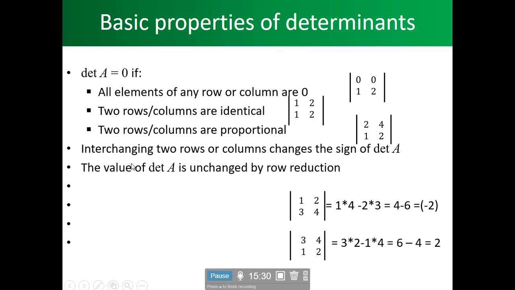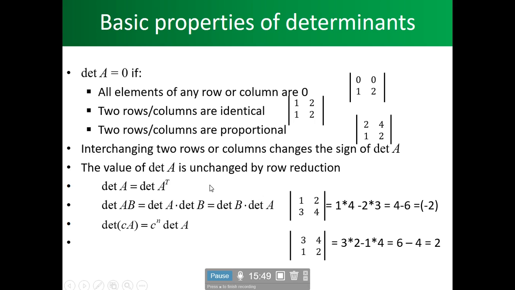Okay? The value of a determinant A is unchanged by row reduction. So we can reduce the rows as many times as we want. If we want to take the transpose, it should be no problem. If we want to multiply it times a constant, that should be no problem. As you can see here, if you wanted to multiply it by the determinant of another matrix, you can do that.